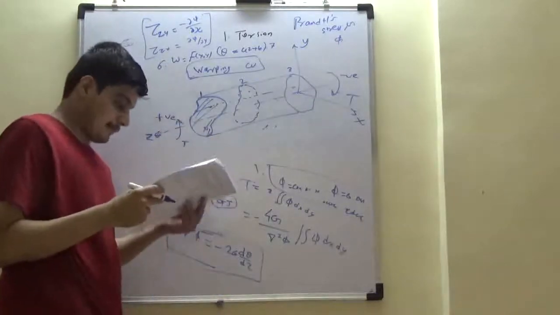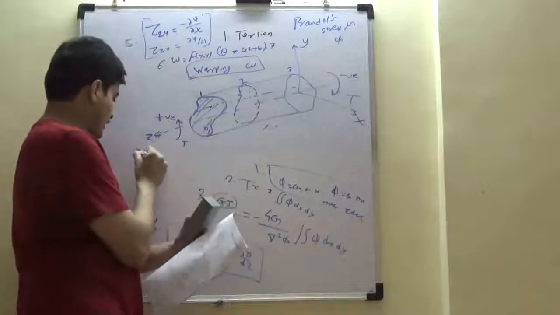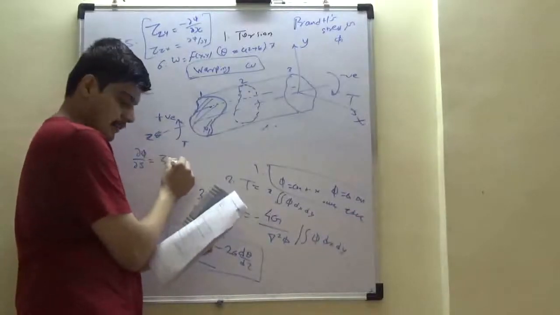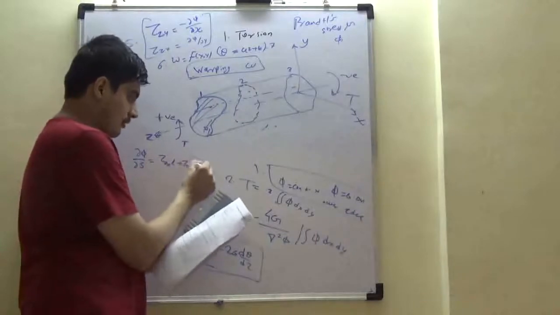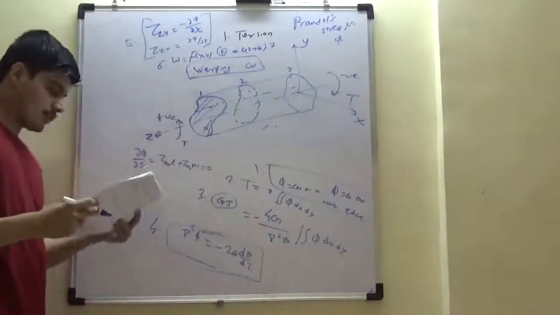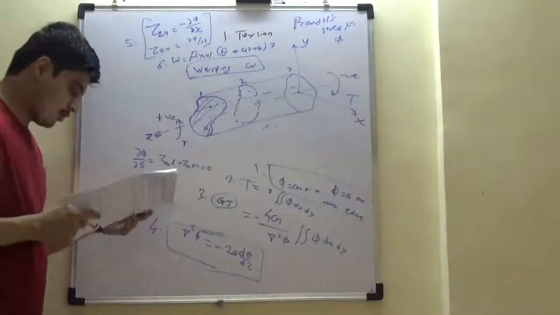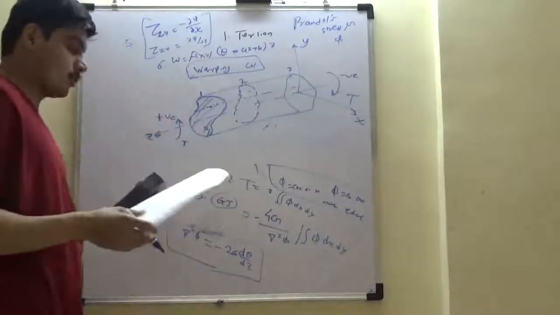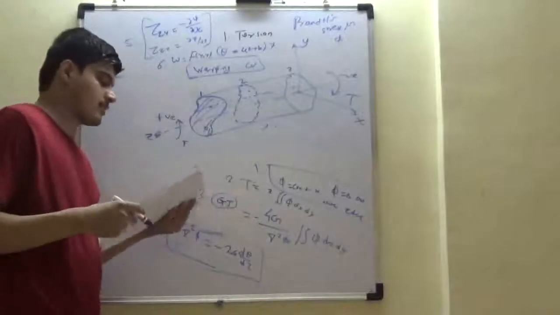shear lines. So if I look at this, del phi by del s is tau zx l plus tau zy m, which is equal to 0, right? We saw this relation. And based on this, the lines which are perpendicular to these tangents are the lines.